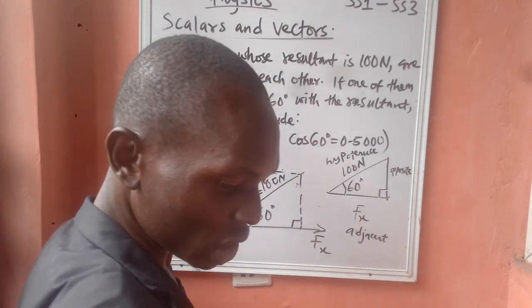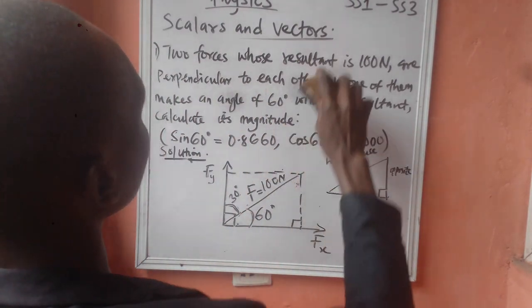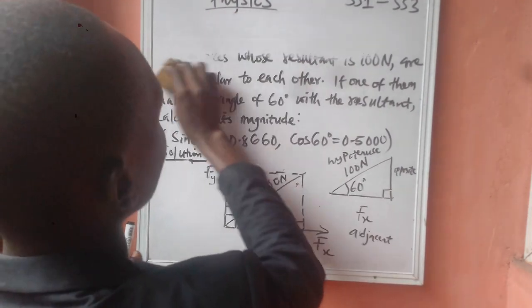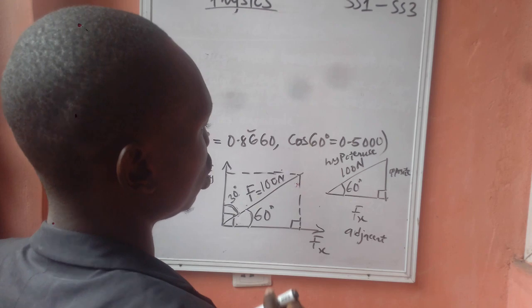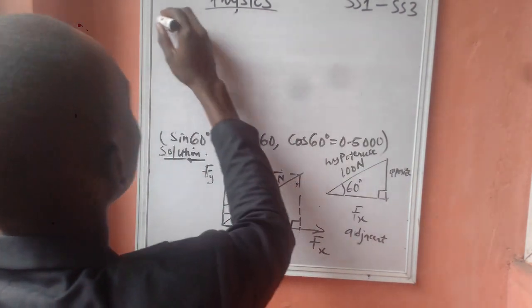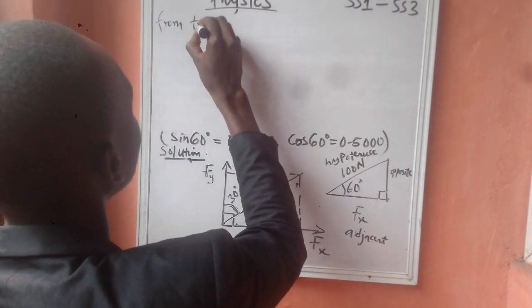Alright, now what you simply do is solve it straight. Solving this straight, you will have this from trigonometric ratios.